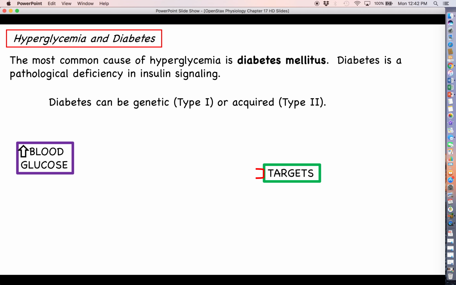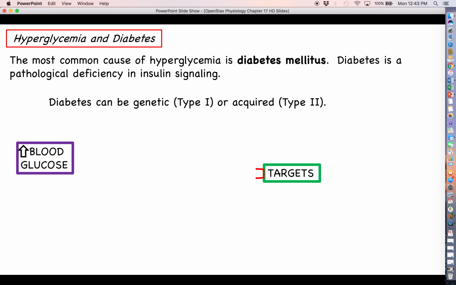So let's talk a little bit about pathology here. So obviously we want to talk about diabetes. The most common cause of hyperglycemia is going to be diabetes mellitus. So what diabetes is, is a pathological deficiency in insulin signaling. So you, I'm sure, are aware that this comes in two varieties, type 1 and type 2. Type 1 is a genetic issue and an autoimmune issue. Type 2 is something that you acquire later in life because of lifestyle choices and things of that nature.